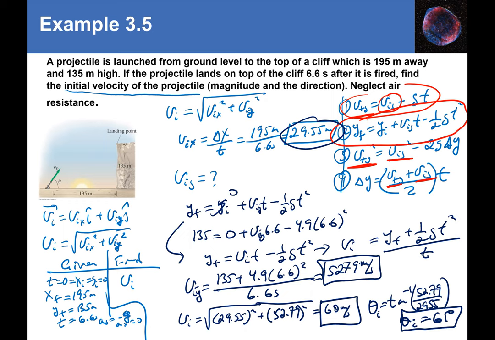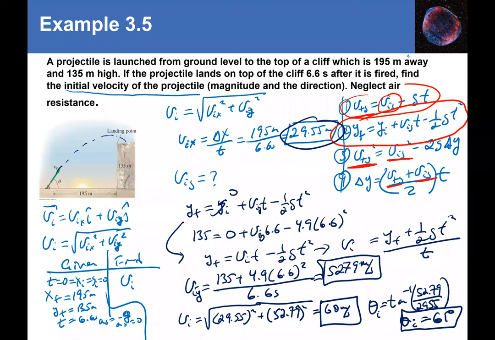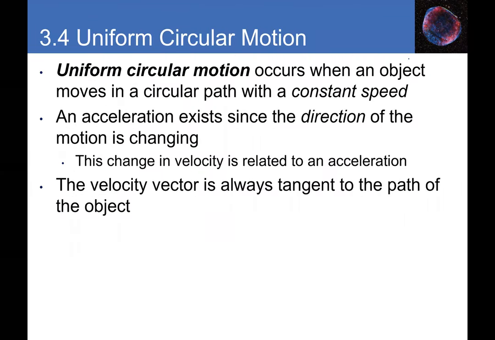That means it was launched at around 60 meters per second at 61 degrees in order to land like that. Okay. All right. Okay, go back. So the next concept that we have is uniform circular motion. This one takes into account that the object can also change direction.